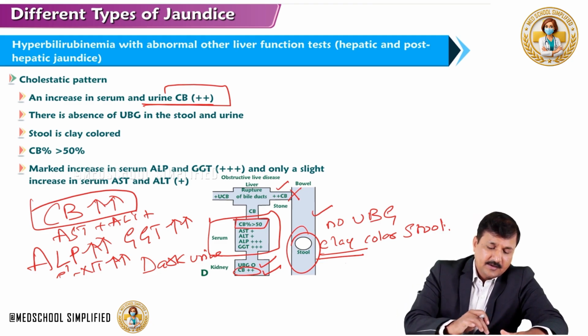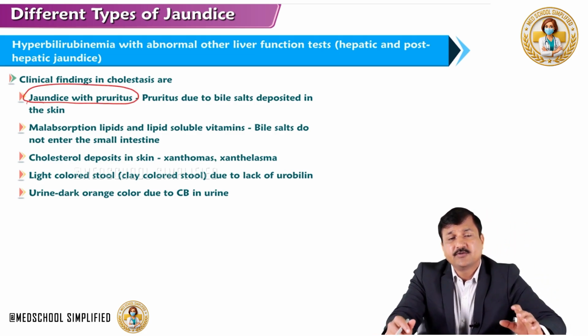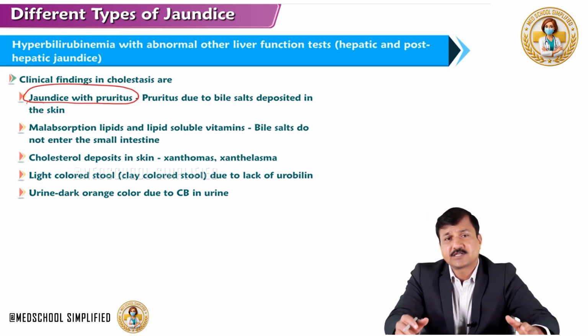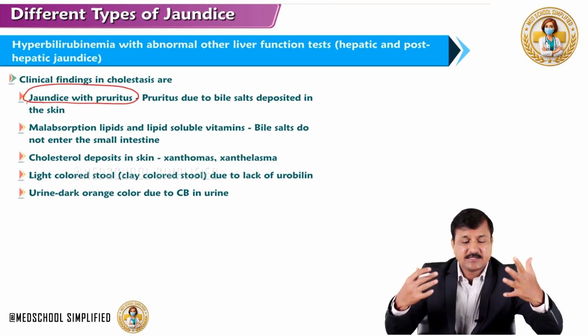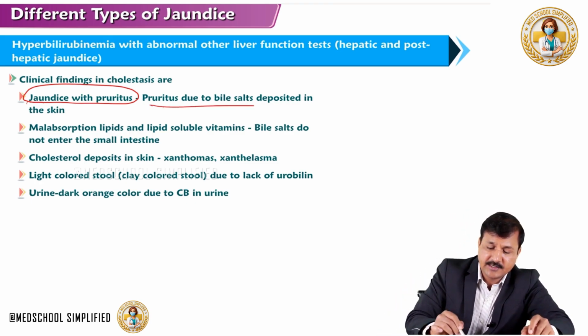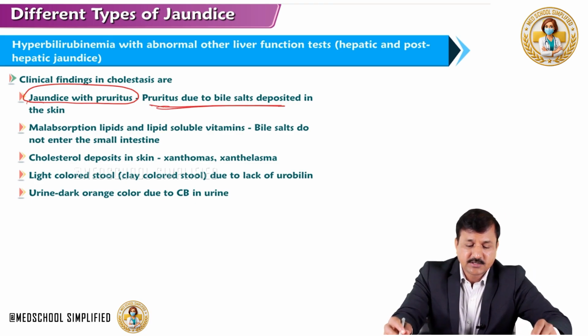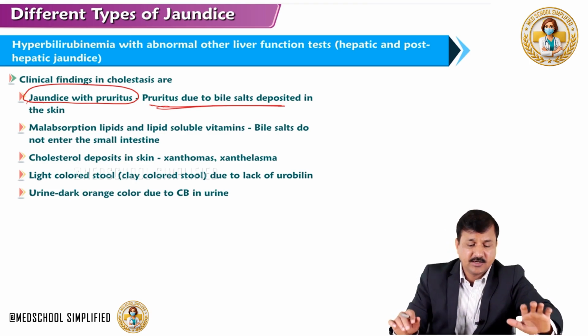Along with that, patients will also show jaundice with pruritus, one of the important signs that you got to see here. Patient will show jaundice, yellowish discoloration of the skin, and they will also feel itching going on over their skin. So generalized pruritus, and pruritus is due to bile salts deposited in the skin. So generalized itching all over the skin you are going to see.